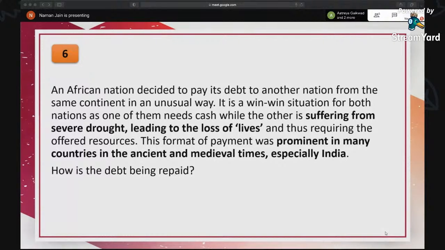So leading to the loss of "lives". Lives are in quotes, and thus requiring the offered resources. The format of payment was prominent in many countries in ancient and medieval times, especially India. So one of them needed the money, the other needed these resources.